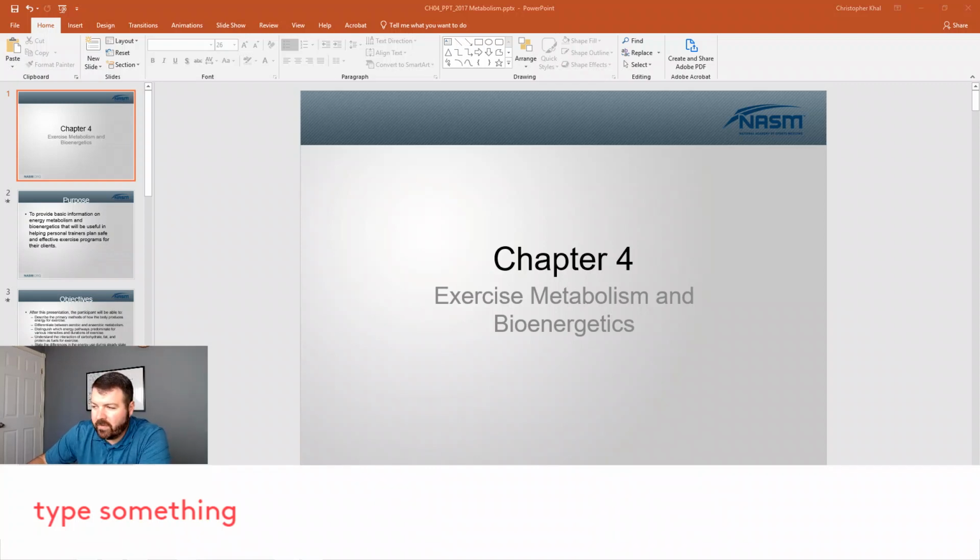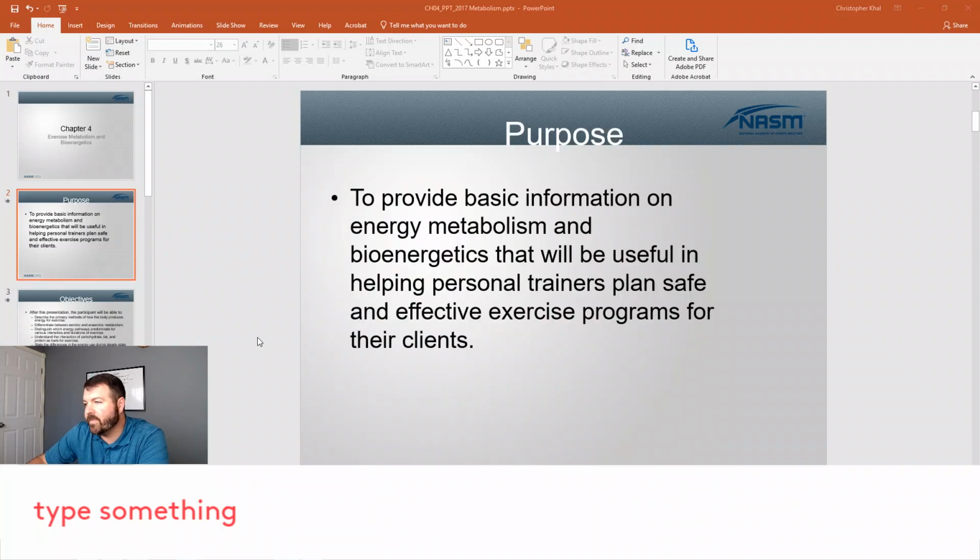Hi everyone, I'm going to be talking about the metabolism in this section. Okay, so the purpose: provide basic information on energy metabolism and bioenergetics that will be useful in helping personal trainers or anyone in the medical field that helps people plan safe and effective exercise programs for their clients.